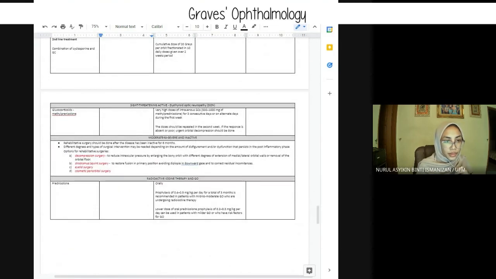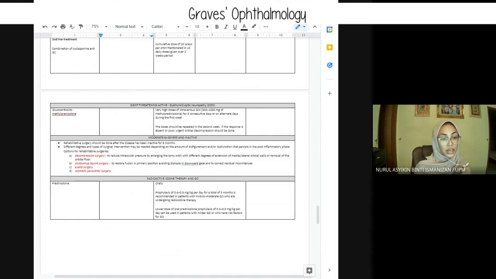So now the next condition is for the type of dysthyroid optic neuropathy, or DON. We also give glucocorticoids, or methylprednisolone, at very high doses of intravenous GC, 500 to 1,000 milligrams of methylprednisolone for 3 consecutive days or on alternate days during the first week, and then the doses should be repeated in the second week. If the response is absent, urgent orbital decompression should be done.